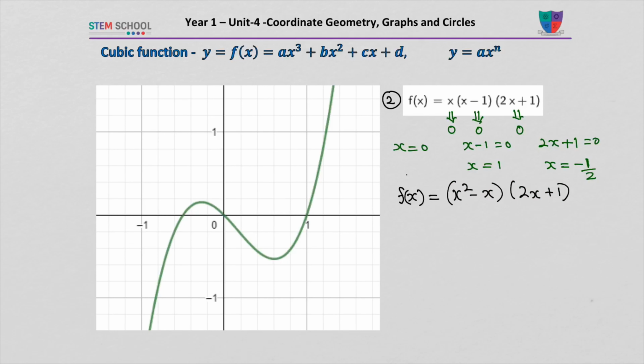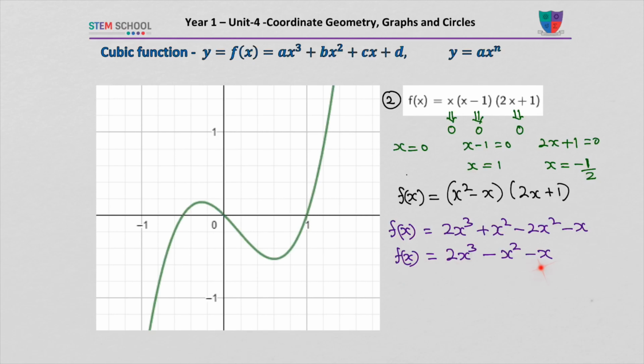So what I'm doing first is multiplying x by the first factor and the second factor. So I get x squared: x times x is x squared, x times minus 1 is minus x. And then I'm going to multiply this by the third factor. Now that I've multiplied these together, I get 2x cubed plus x squared minus 2x squared minus x. Then I'll simplify these and I get that.